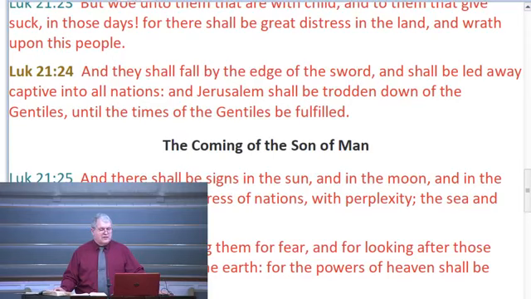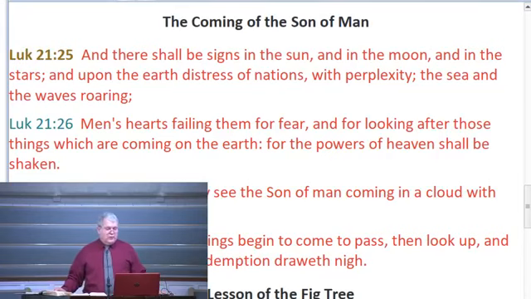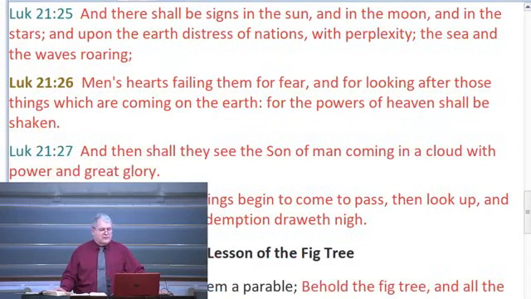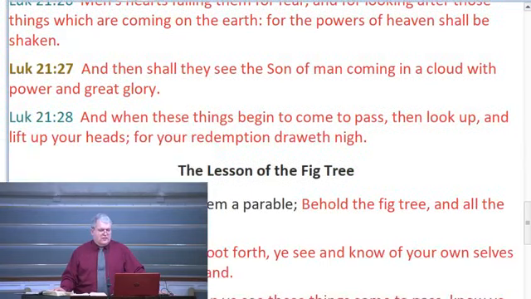Verse 25 says, there shall be signs in the sun and in the moon and in the stars, and upon earth distress of nations with perplexity, the sea and the waves roaring, men's hearts failing them for fear and for looking after those things which are coming on the earth. The powers of heaven shall be shaken. Then shall they see the Son of Man coming in a cloud with power and great glory. Do you get why I don't think this is 70 AD?